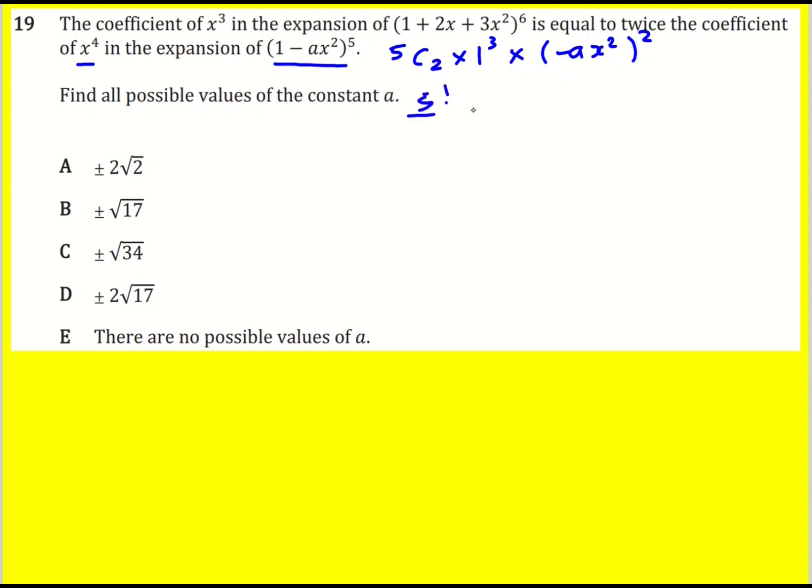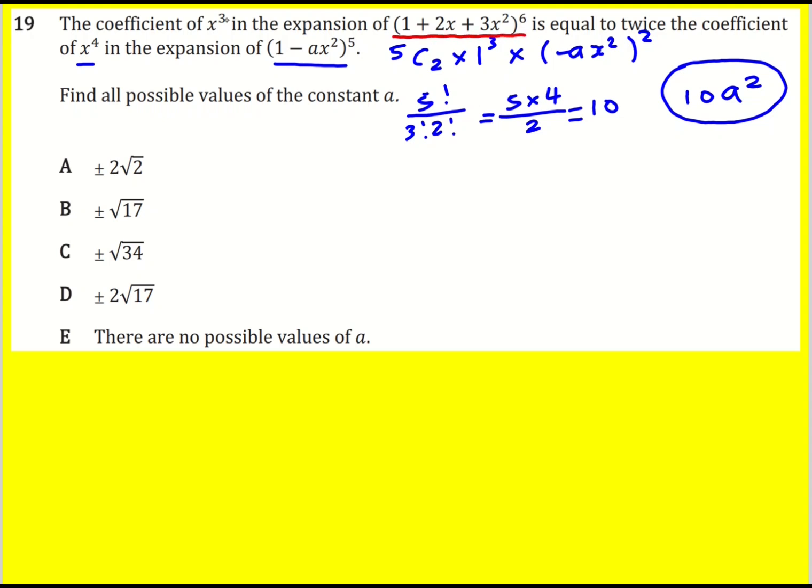5c2 becomes 5 factorial over 3 factorial 2 factorial, which is going to be 5 times 4 times 3 factorial, which will then cancel out and we'll be left with 10. Which means I'll have as my coefficient 10a squared. I'll just put a little circle around that.